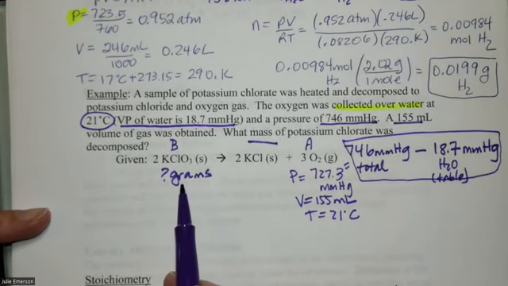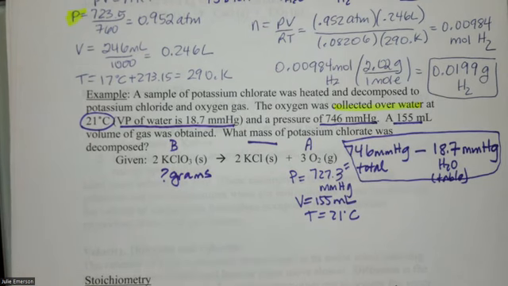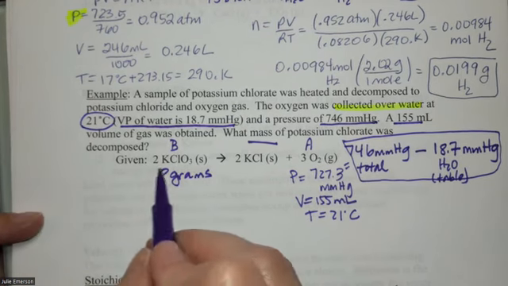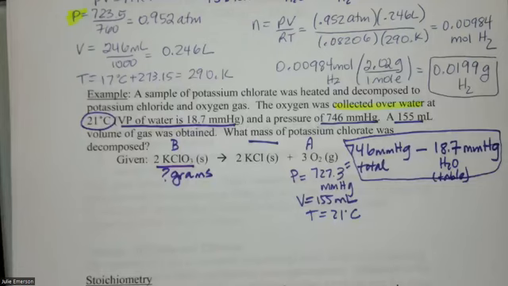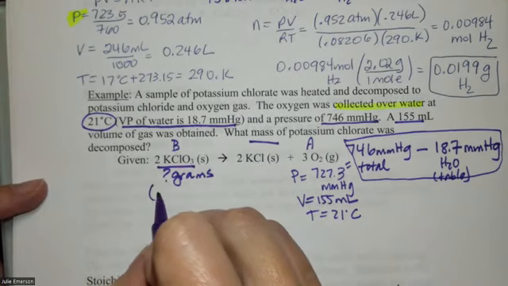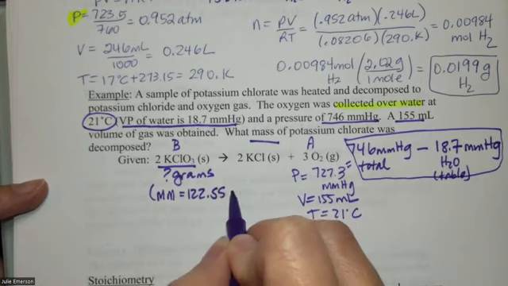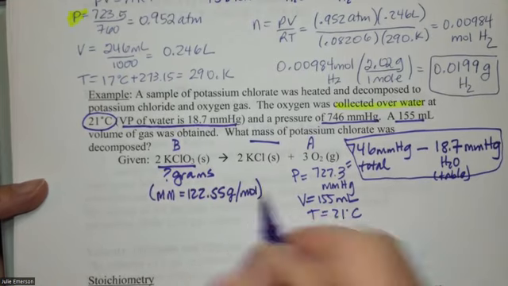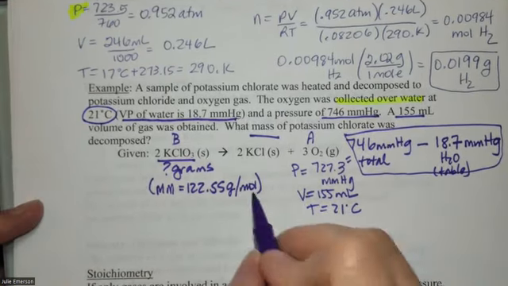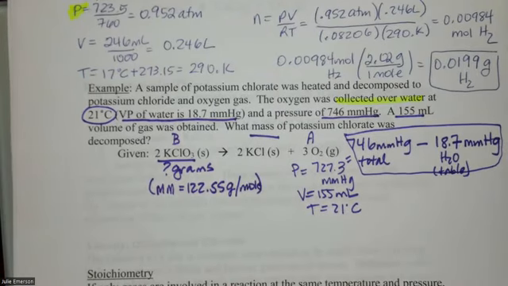Now, if we want mass, like we've talked about, we know molar mass is going to get us there. So we're going to need the molar mass of a potassium, which is 39.10, a chlorine, 35.45, and then 3 oxygens, which would be 48. So the potassium chlorate has a molar mass of 122.55 grams per mole. All right, so I just added that up real quick from the periodic table.